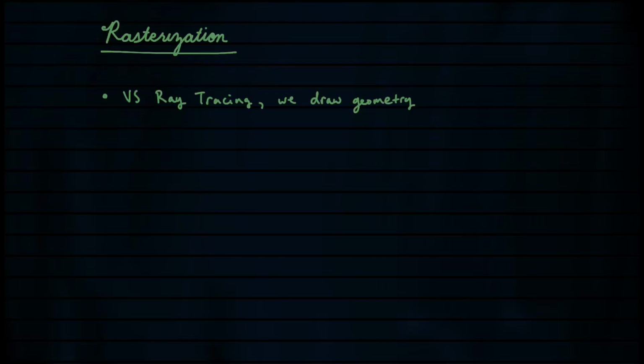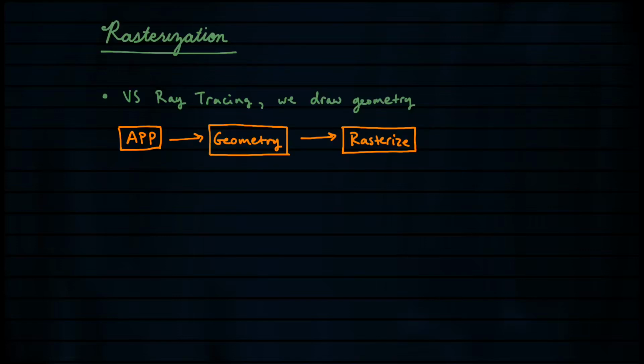Typically the way we do it is our app is running some kind of game or visual simulation, and we have a bunch of geometry that we need to process. Once we finish processing that, then we can go ahead and rasterize it. In other words, we turn the triangles into pixels, and after we've done that, we basically get our image.